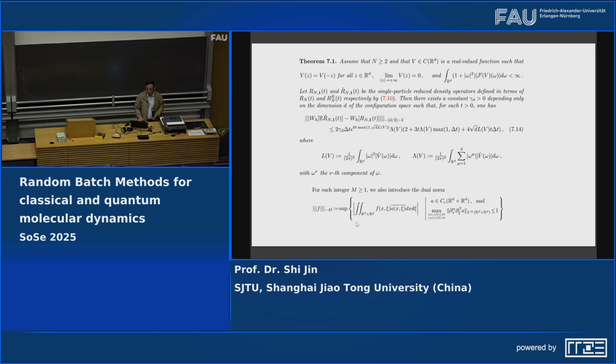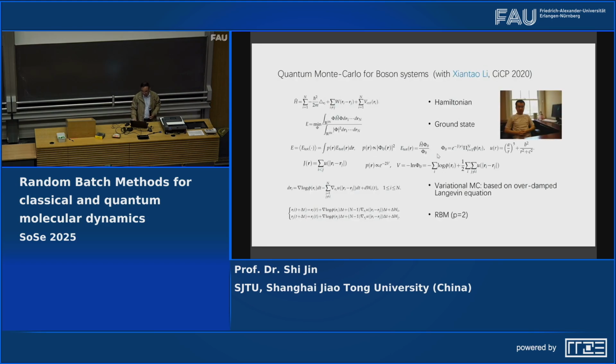Here is the definition of the dual norm. Basically, you have the norm of f minus g, essentially tested against a C^m function. That's the dual norm. So it shows that it also works for the quantum N-body problem, except that, of course, we don't have a numerical simulation to show it works, because it's something for the future. It's a theory for the future.